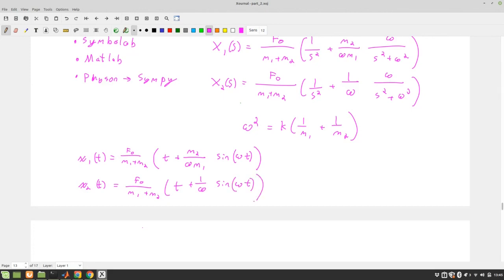If we look at this, these t terms are going to result in a system that does what? Yeah, it just moves to the right as a unit, more or less. And then these terms are going to result in a system that oscillates. And then this whole thing just scales it out front. That makes sense?